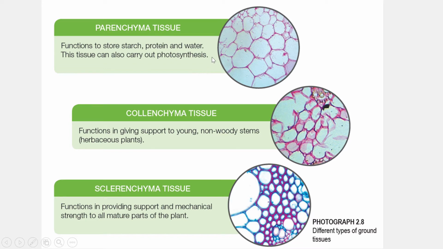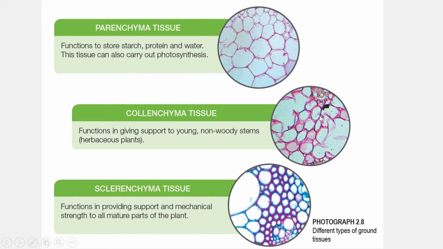Okay, these are the ground tissues, parenchymal tissue, because you have to identify the structure, because sometimes they just show you this picture and you are asked to state the function. Okay, for parenchymal tissue is meant for storage. Okay, this tissue also can carry out photosynthesis. Okay, so that means they have this chloroplast.